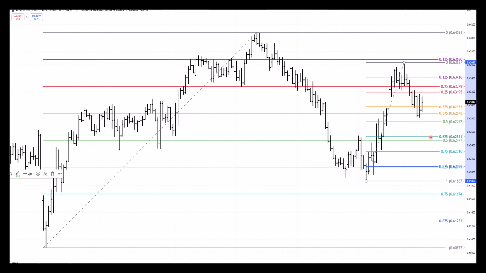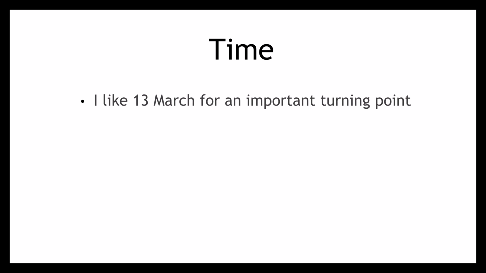But I'd say looking at those charts, the Aussie still looks like it has a little bit more upside in it. In terms of timing, the next date that I like for an important turning point is the 13th of March. I do expect a strong run out of there, which means there's a pretty good chance it's going to be at least a weekly turning point. So it's very important. Is it going to be a weekly high or a weekly low? At this point in time, it looks a lot more likely to be a high than a low. So I'll be watching that and I'll be seeing what the market does there.